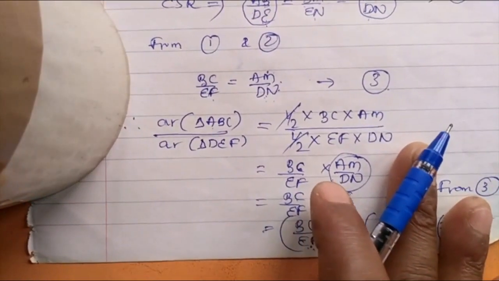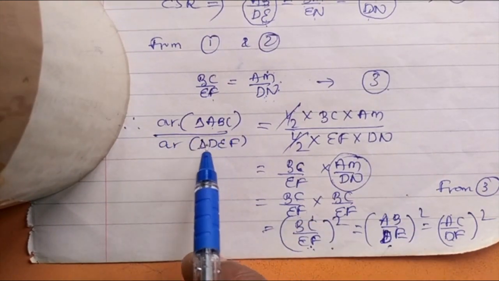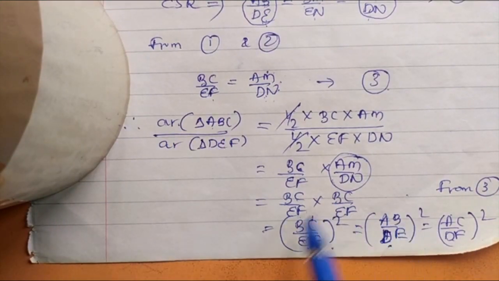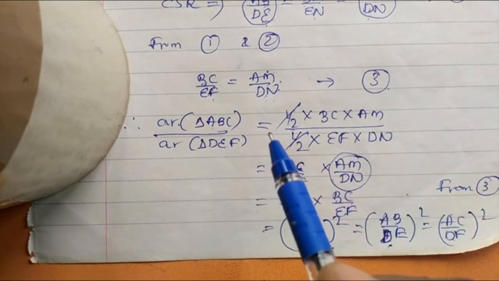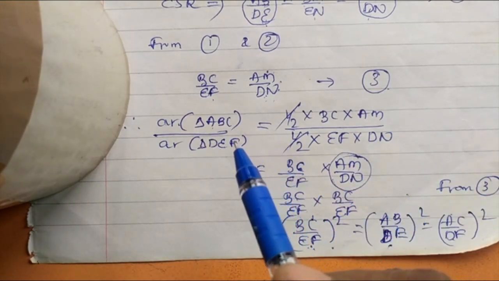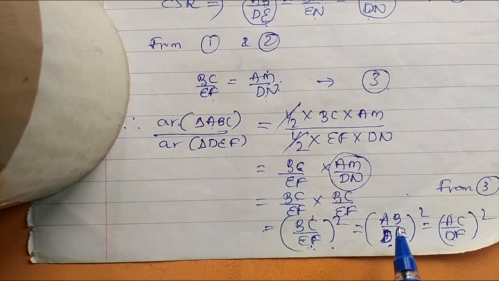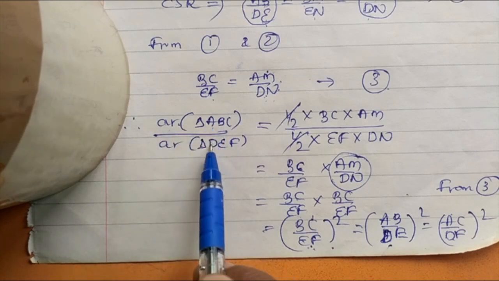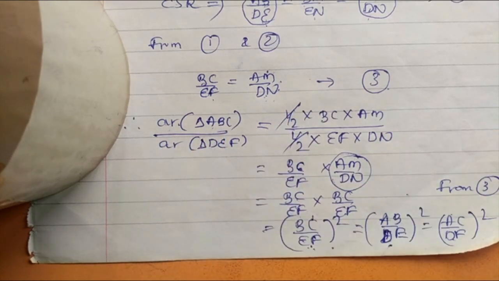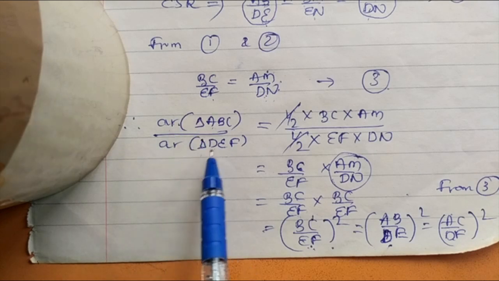So in this way we can prove that this holds only when two triangles are similar. If triangles are not similar, just use half into base into height that you learnt in the 9th standard. If two triangles are similar only, this condition is satisfied, my dear students. When these two triangles are similar only, this case is successful. Here these two triangles are similar.